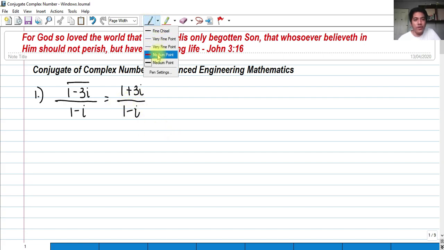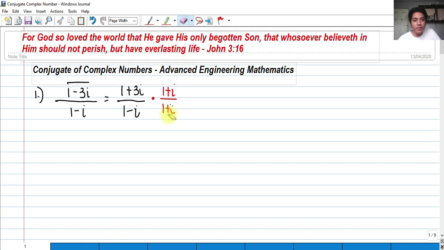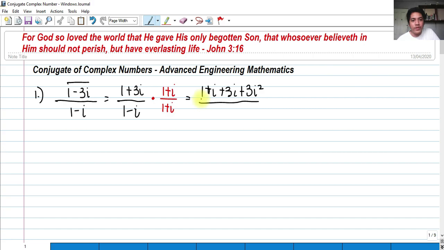In order for us to evaluate this, we are going to multiply this by the conjugate of the denominator, that's 1 plus i over 1 plus i. That is the rule. We have to eliminate that i in the denominator. So we have to apply FOIL here. We have 1, then the outer, we have plus i. The inner, we have plus 3i, and plus 3i squared for our last term. And that is all over 1 minus i squared.